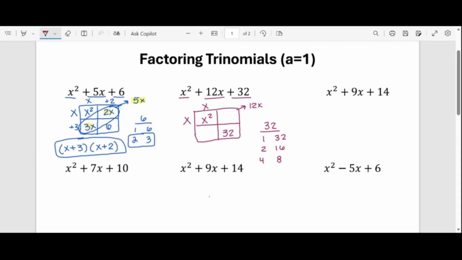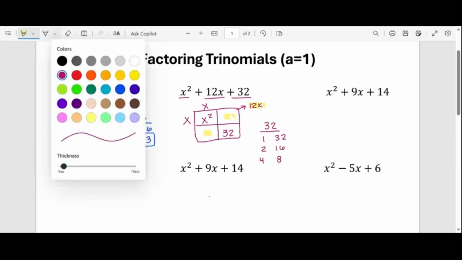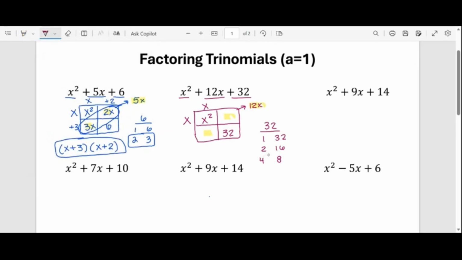Now I have to decide of these 3 pairs of numbers, which one, when I put them here and here, is going to add up to the 12x I'm looking for. And obviously that one is going to be the 4 and the 8. So that's what I'm going to use. I'm going to use a positive 4 and a positive 8. 4 times x will give me 4x. 8 times x will give me 8x. And 8x plus 4x will add up to 12x. So my factor for the second problem is going to be x plus 8 times x plus 4.